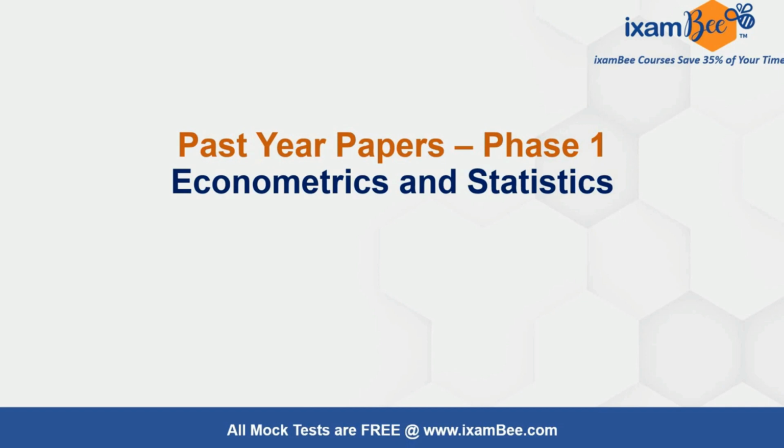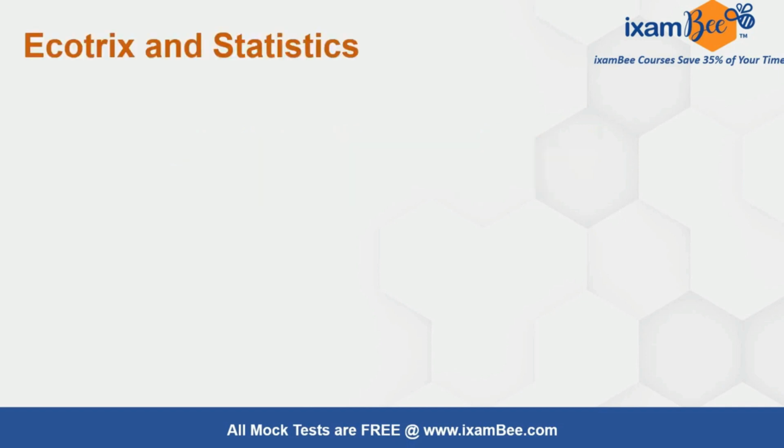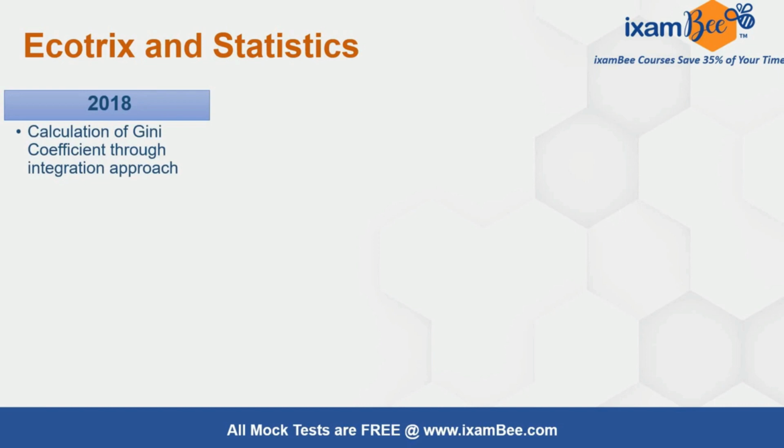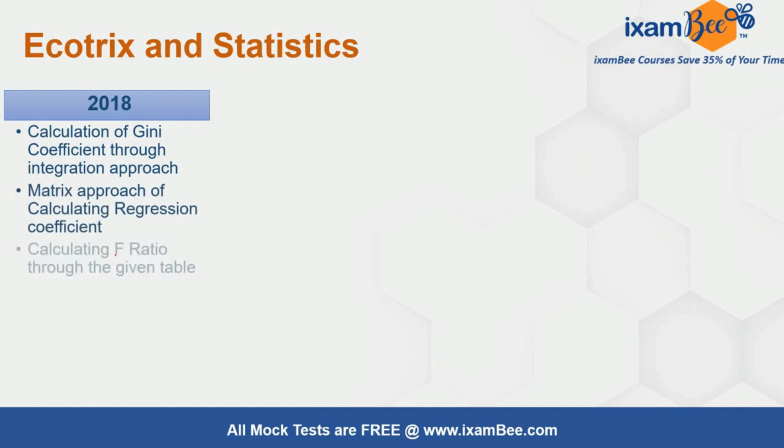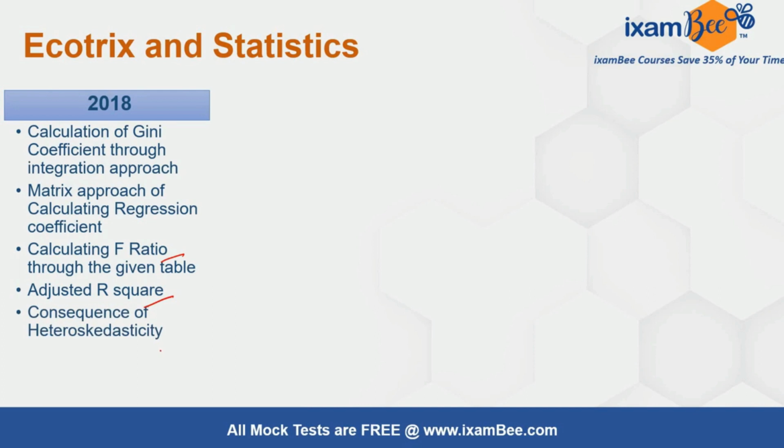Moving to the last segment, which is econometrics and statistics. The questions asked in 2018 were related to the calculation of the Gini coefficient using the integration approach. Then there was the matrix approach for calculating the regression coefficient. You had to calculate the F ratio from a given table and data. Adjusted R square had to be calculated. There was a conceptual question on heteroscedasticity, and on what efficient means with regard to a regression coefficient. So these were some questions that were there in 2018.